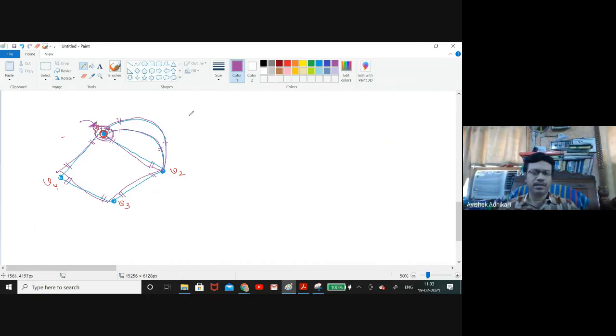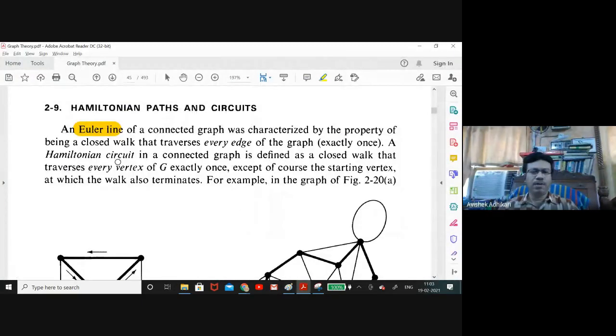So if I go for a definition here, a Hamiltonian circuit in a connected graph is defined as a closed walk, that means you start from one place and come back to that same place, that traverses every vertex of G exactly once, except of course the starting vertex at which the walk also terminates. That means apart from the starting and end vertex, you need to explore all the vertices exactly once. That's the idea of a Hamiltonian circuit.